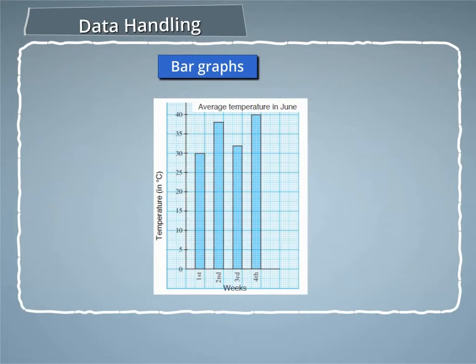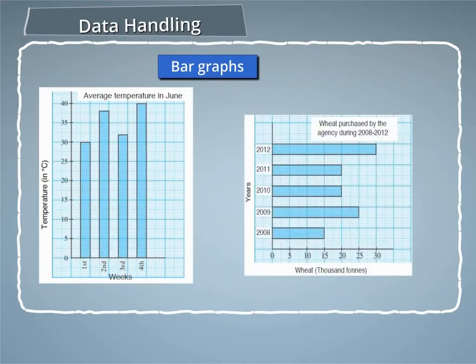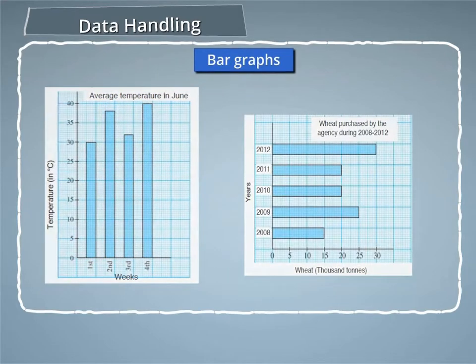In bar graphs, bars of uniform width with equal spacing between them are erected. The height of each bar represents the given number. Bars may be vertical, column, or horizontal.